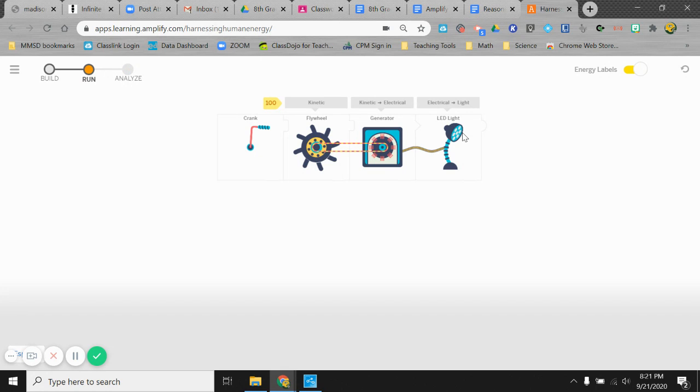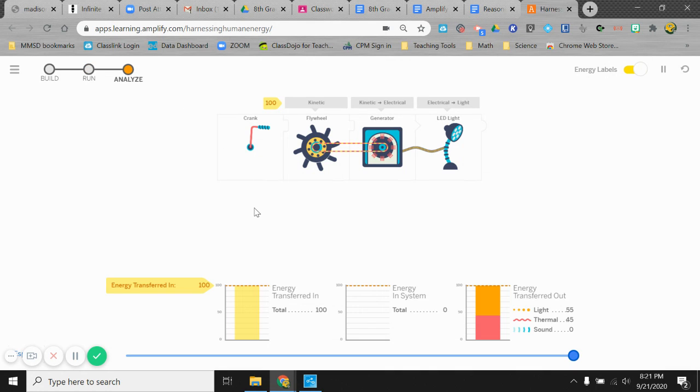Okay. The analysis part is where we can get some information to help us analyze if energy is actually lost in this system. So as you're trying to answer this, take a good look at the amount of energy that we transferred into the system using our hand crank, and then take a look at the energy transferred out.